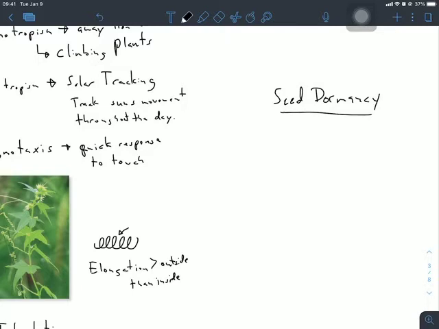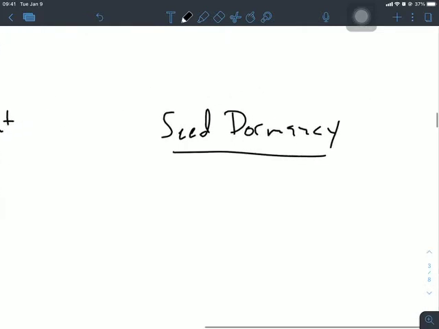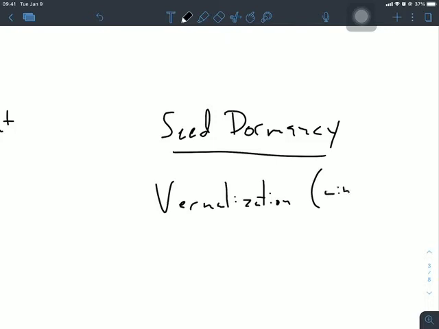So seeds may wait for a signal of vernalization. Vernalization is associated with a full winter-spring cycle. What this means is that the seed will need to be exposed to a cold signal and then a spring melt in order to begin to germinate and break dormancy.